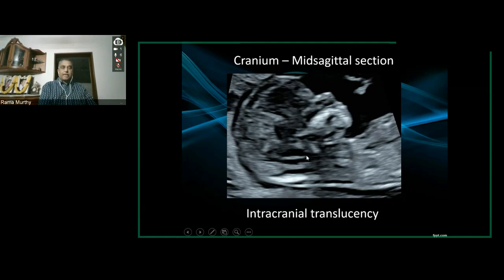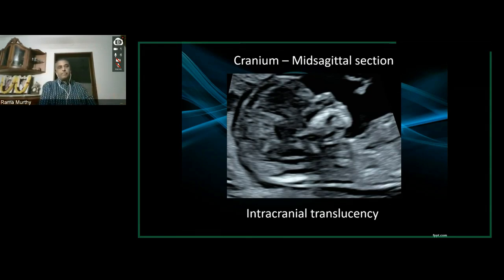Posterior surface of the brainstem is the first echogenic line, then a hypoechoic band, which is the fourth ventricle or the intracranial translucency, and then another echogenic band, which is the choroid plexus and the cisterna magna, and out there is the occipital bone, and outside of that is the nuchal translucency.